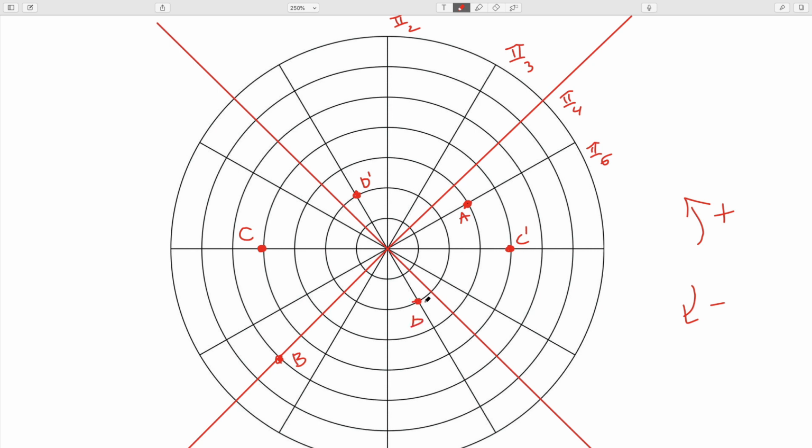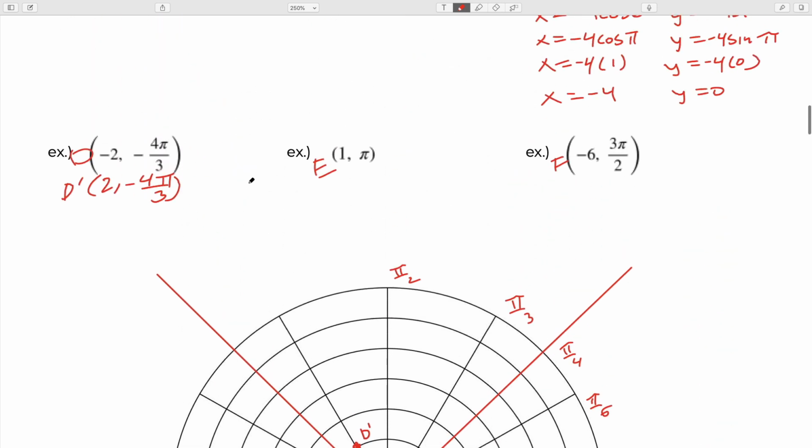Now let's confirm. If I do my math correctly, then I'm going to have an x and y coordinate that are in the fourth quadrant. That means the x would be positive and the y would be negative. So let's go and check it out and see if that works.